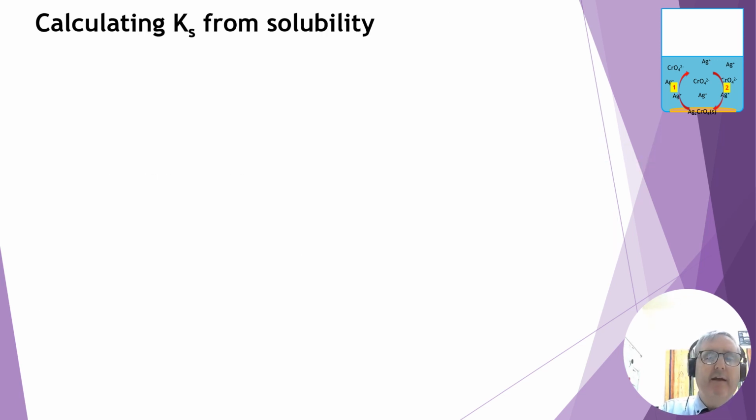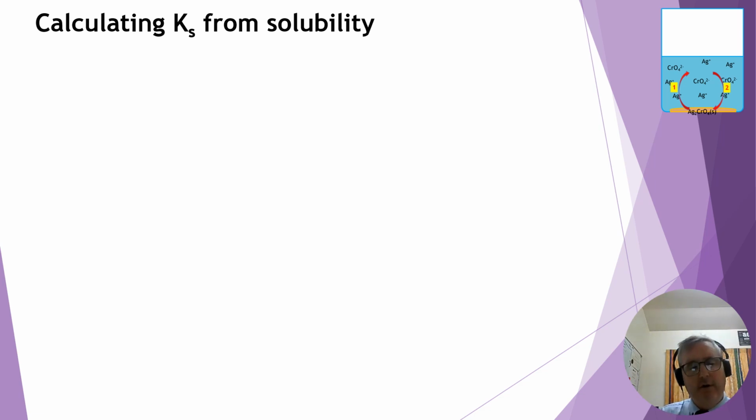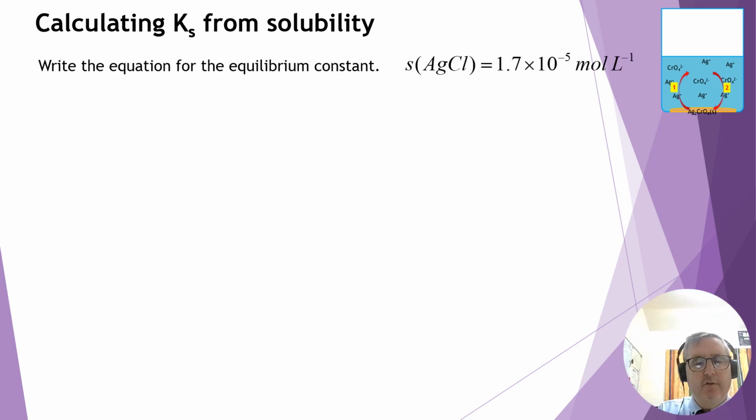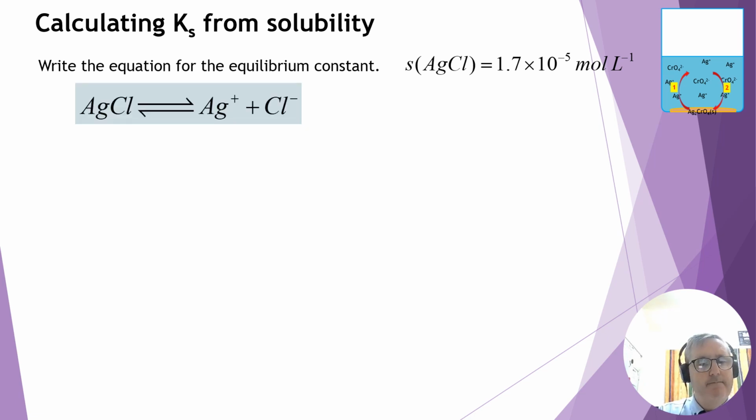Number 1, how do we calculate the Ks if we know the solubility? Now the solubility is where someone has measured exactly how much of the particular type of solid will dissolve in the water when we place the solid in the water. Okay, so the solubility for silver chloride is 1.7 times 10 to the negative 5 moles per litre. That's 17 micromoles per litre. That's not very much. It's going to be just a wee pinch of it that will dissolve in 1 litre.